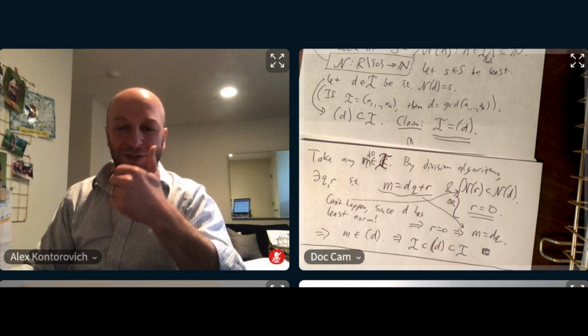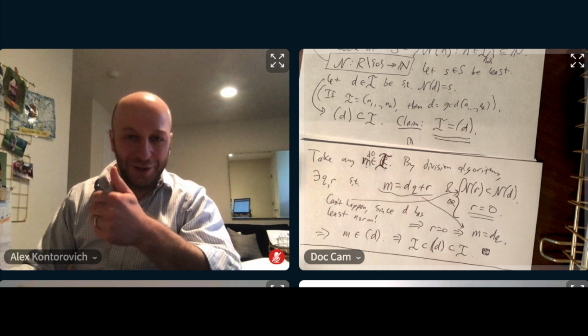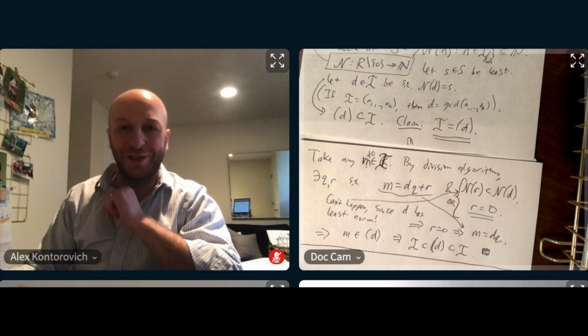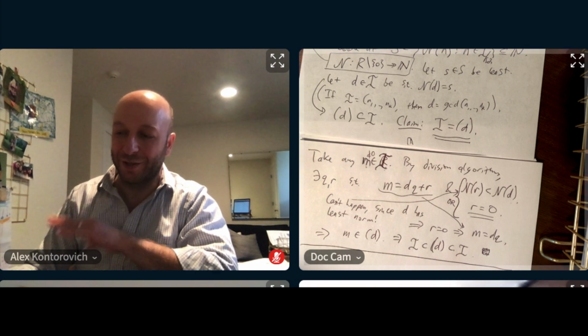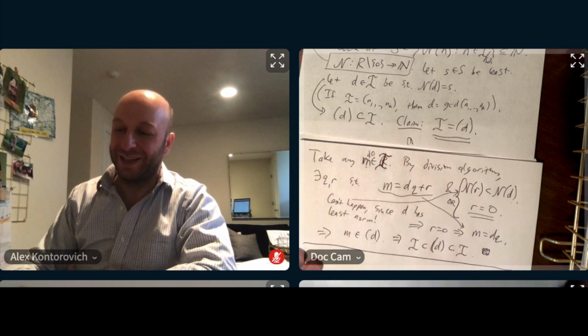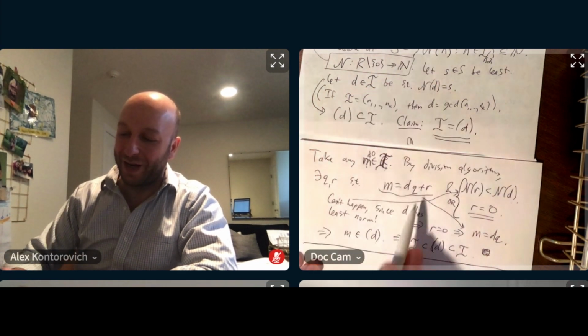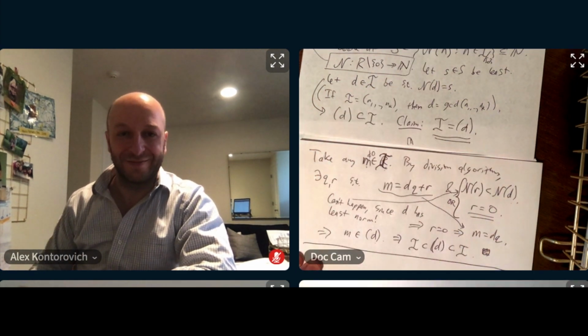So this applies just as well to the ring of integers or Gaussian integers or Eisenstein integers or polynomial rings. Anything that has a division algorithm is automatically a principal ideal domain, because it comes with a norm and it comes with a division algorithm. Pretty simple, right?